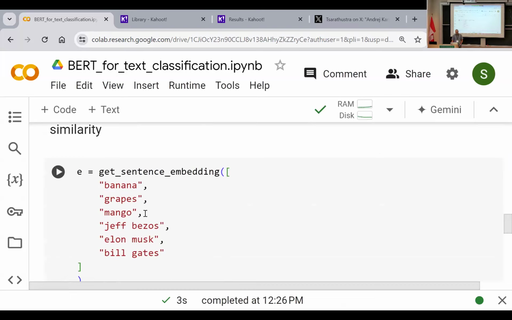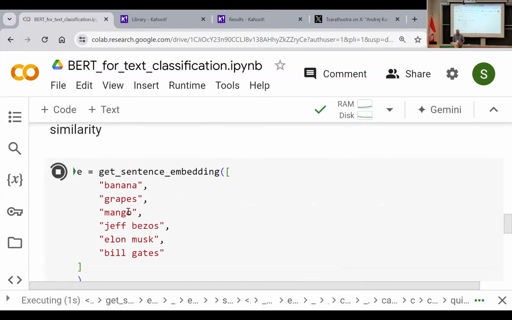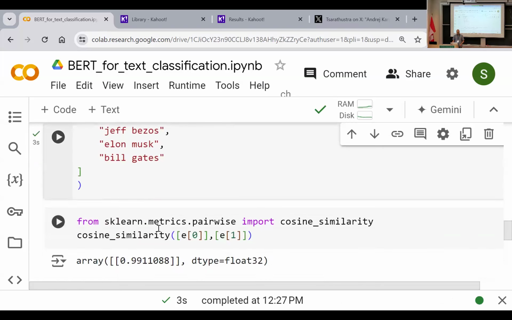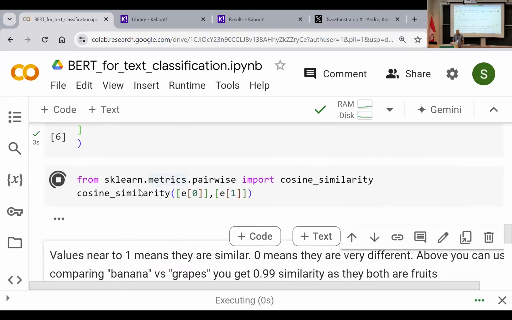similar or not. So I have 6 inputs here: banana, grapes, mango, Jeff Bezos, Elon Musk, Bill Gates, right? So let's use BERT to embed these. Essentially, I'm taking each as a sentence, right? So banana is a sentence here, right? All right, so now they are embedded.